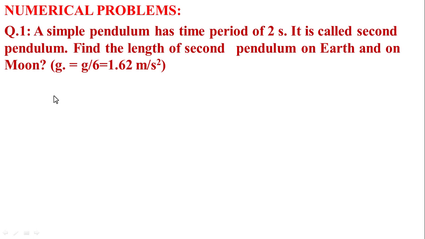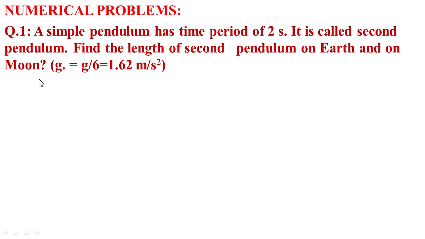So first of all, numerical problems question number 1. A simple pendulum has a time period of 2 seconds. It's called a second pendulum. Find the length of the second pendulum on Earth and on Moon.